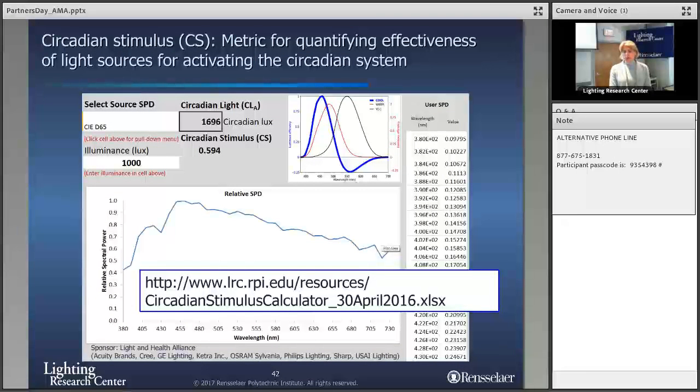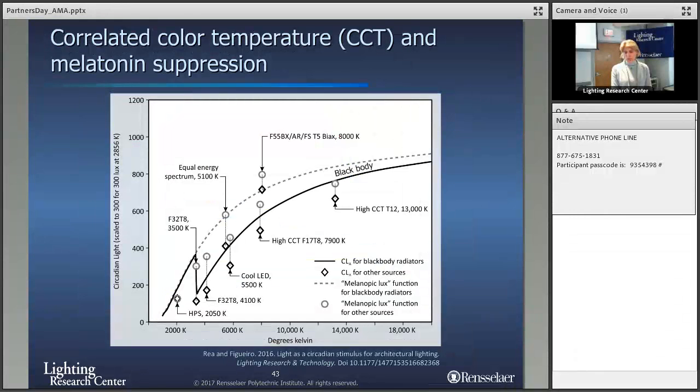So we then developed this circadian stimulus calculator that's available online for anyone to download. It's a simple metric where you put the spectral power distribution, you put the light level at the eye, and then you can calculate the circadian light and the circadian stimulus. And here there's a little graphic that tells you whether you have a B greater than the Y or B less than the Y. So what function are you using to calculate your circadian stimulus? Now, again, this is for comparing the effectiveness of different light sources. You do need to input the spectral power distribution, and you need to input the light level at the eye. Those are the 2 pieces of information that you need.